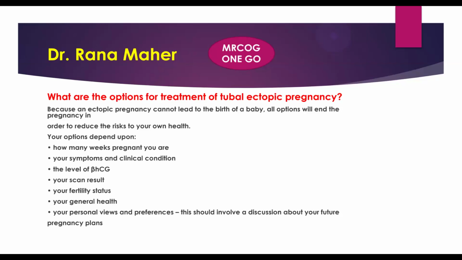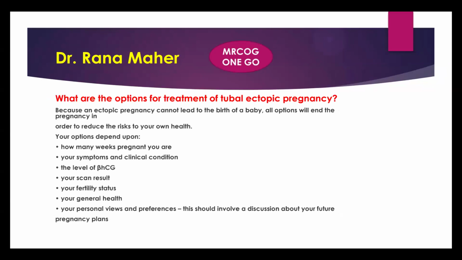That's why we need to read the case notes very carefully to know what criteria we need to look for in this patient so we can offer her medical treatment. To explain to the patient the options and how we choose the suitable option for her, it will depend on many points. How many weeks pregnant you are, your symptoms and clinical condition, whether she is vitally stable or not, in pain or not, the level of the beta HCG, and the scan result. It's very important to check the fetal cardiac pulsations and also the size of the sac. Also your fertility status and fertility wishes, your general health, and by the end, your personal preferences. So don't forget to involve the patient to see her preferences.